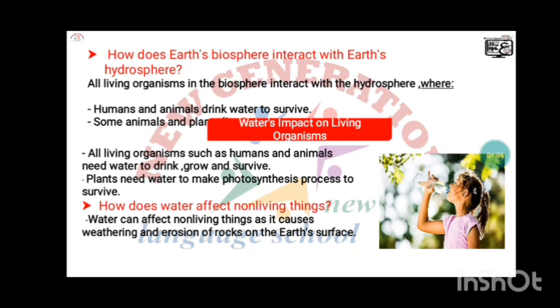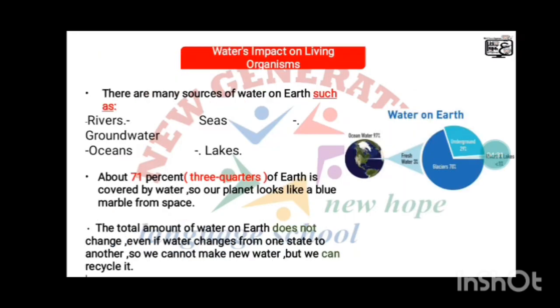How does water affect non-living things? How? Think. Super. Water can affect non-living things as it causes weathering and erosion of rocks on the Earth's surface.